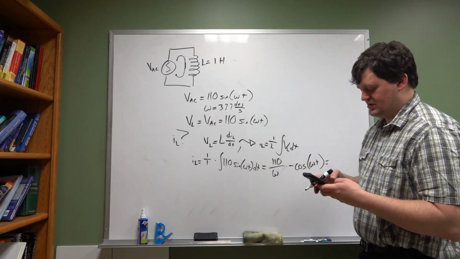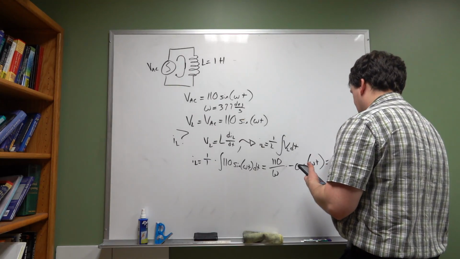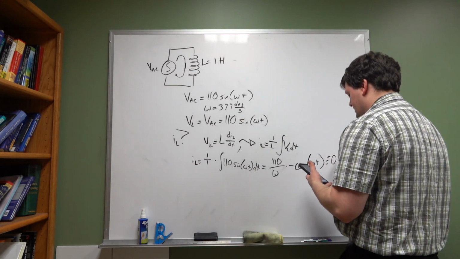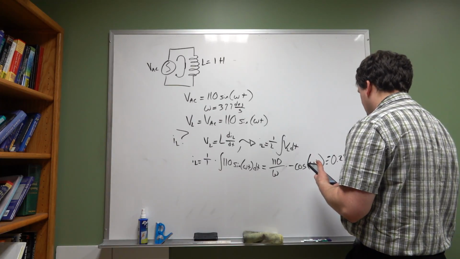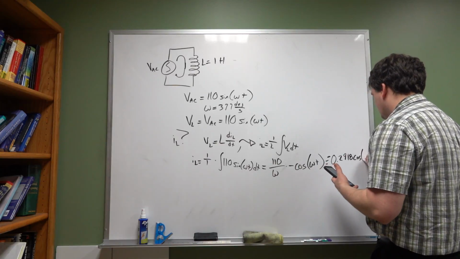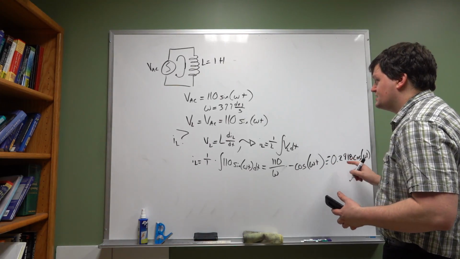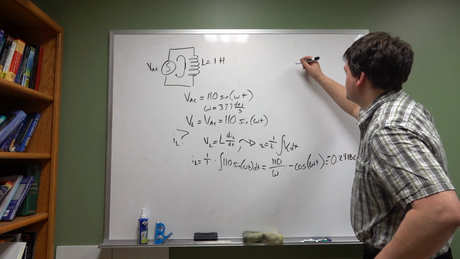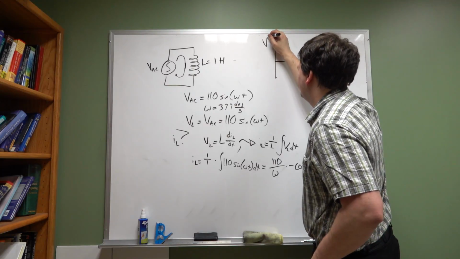Now we do actually need my calculator for this one. As we get, this is a negative 0.2918 cosine omega t. Okay, once again, cosine omega t, well, let's plot this real quick before I get ahead of myself.